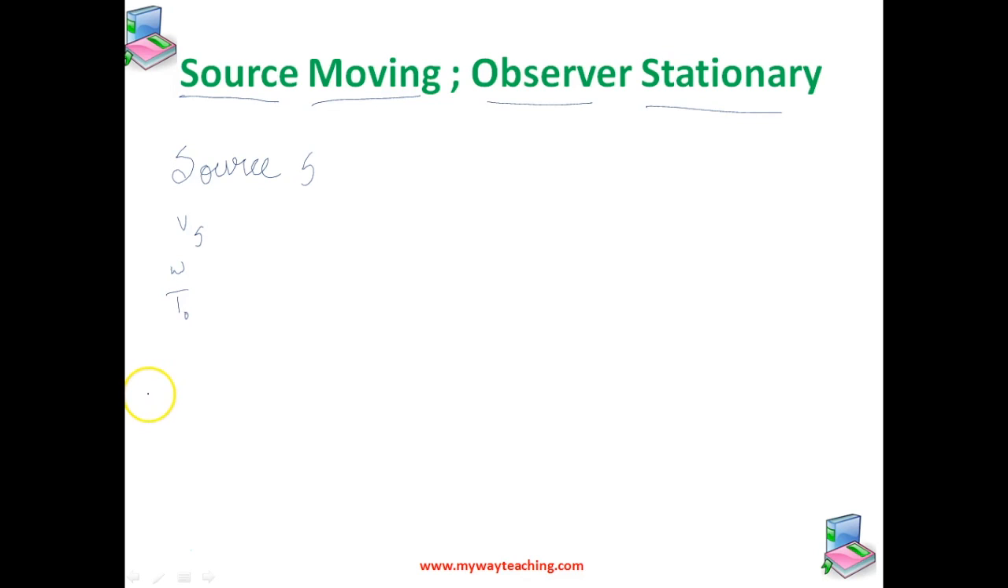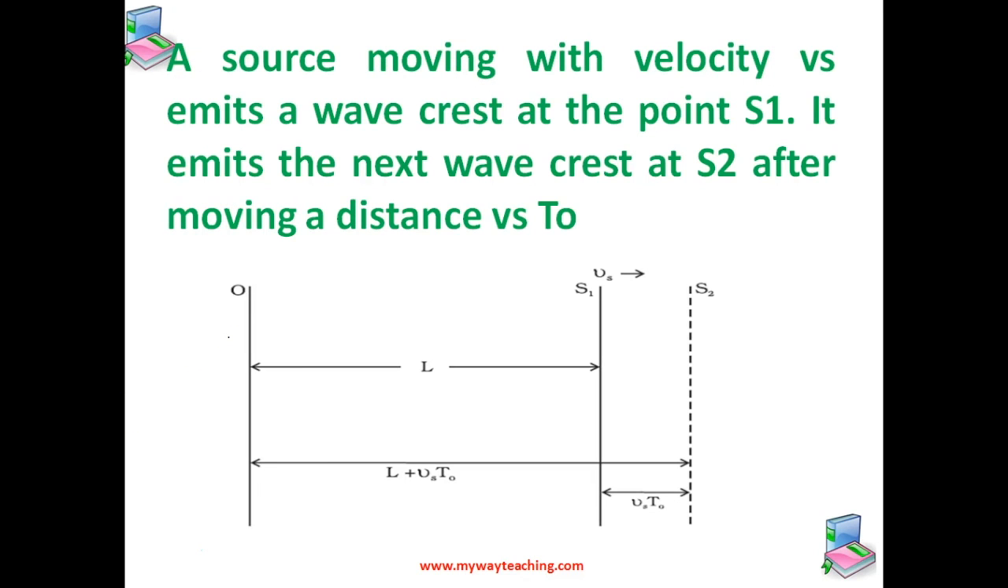We assume that the observer has a detector that counts every time a wave crest reaches it. As you can see in this particular figure, at time t equal to 0, the source is at point S1, located at a distance L from the observer, and emits a crest. This reaches the observer at a time t1. That time t1 is equal to L by V.